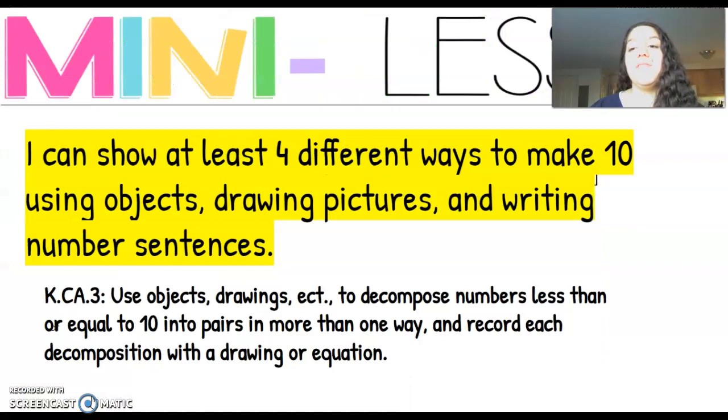Great job with that video with me. Okay, we're going to read our objectives. Say, I can show at least 4 different ways to make 10 using objects, drawing, pictures, and writing number sentences. And that is our Kindergarten Computations and Algebraic Thinking Standard 3. Okay, we're going to get started.